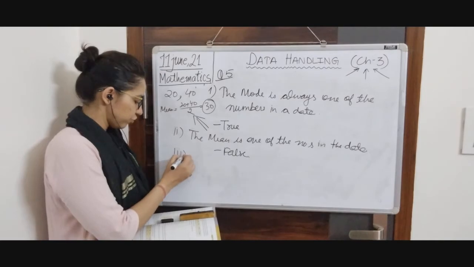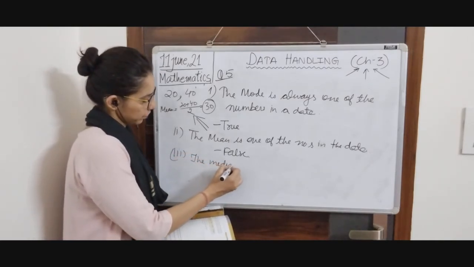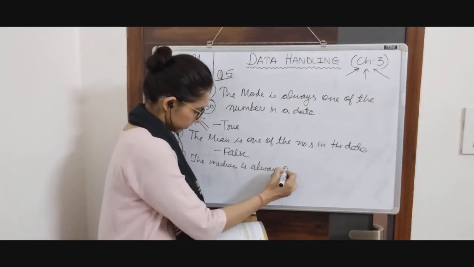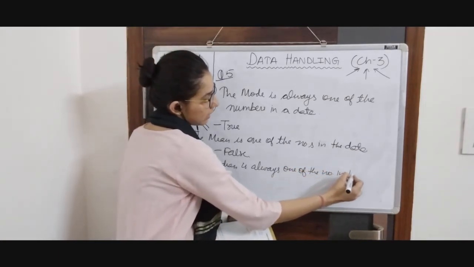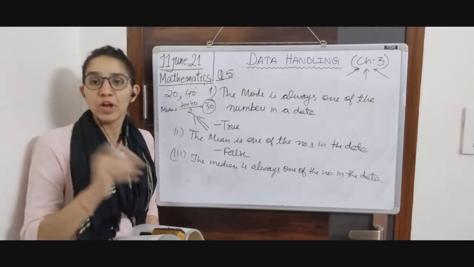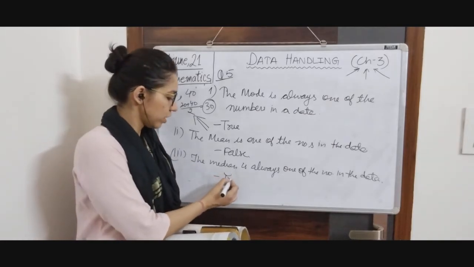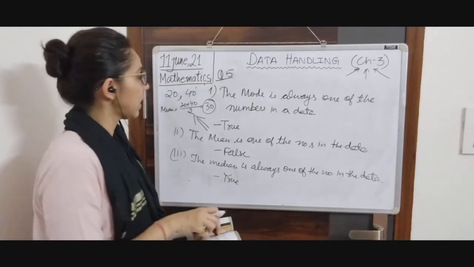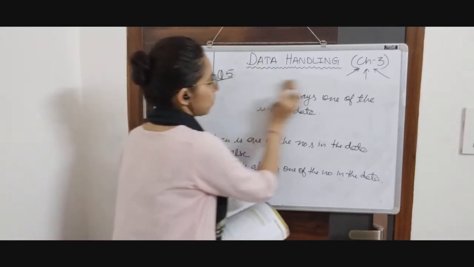Number 3: the median is always one of the numbers in the data. As median is the middle observation, it means it is one of the observations. So it is going to be true. Fourth one: the data has mean 9. So we will find the mean and we will check if it is 9 or not.